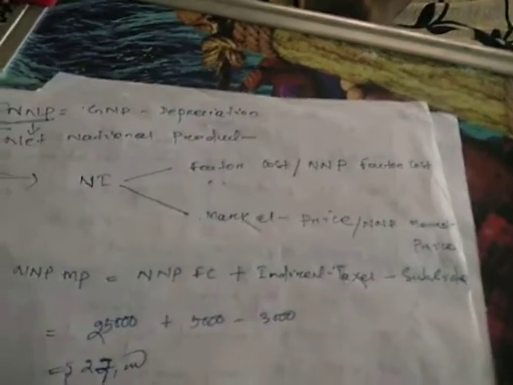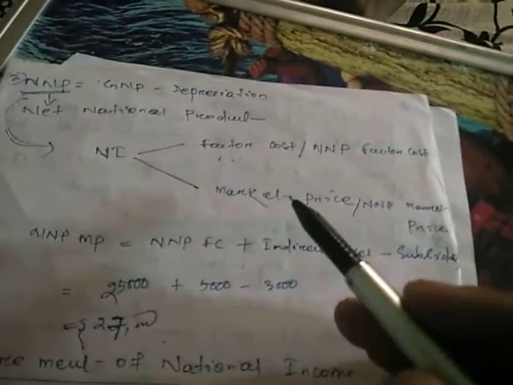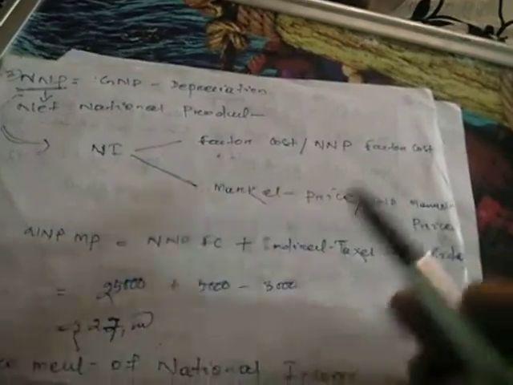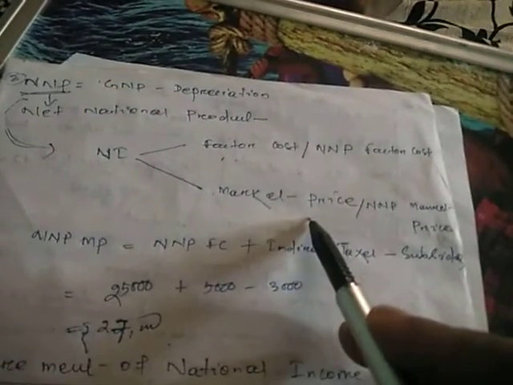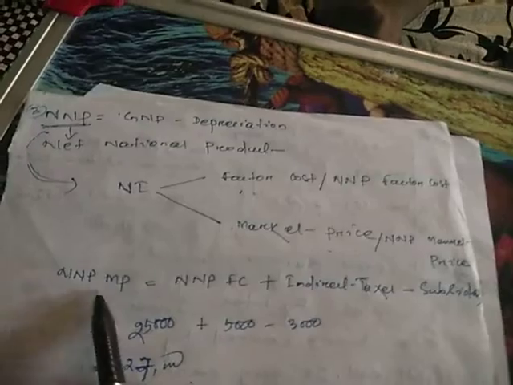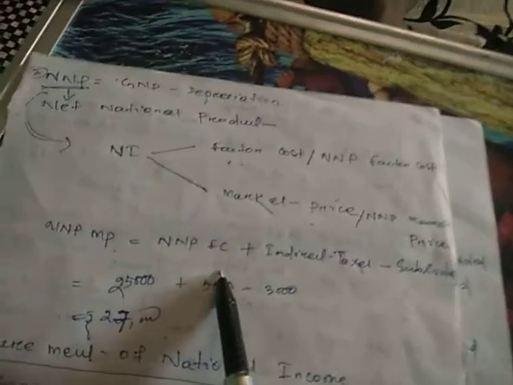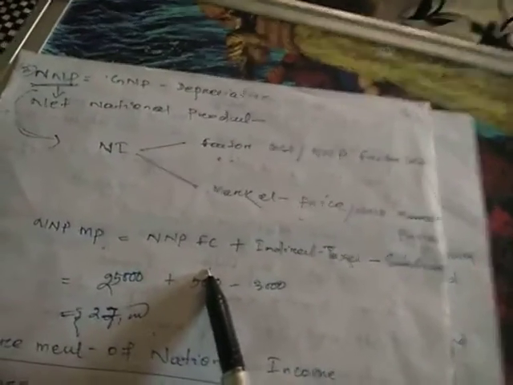So national income, our concept is what? National income depends upon two things. What? Factor cost, that is known as NNP factor cost, net national product factor cost. Another is your market price, or ultimately we say NNP market price. So how to find out NNP MP, net national product market price? How to find out? Because market price in the sense what? Net national product factor cost, in the sense factor cost, that is ultimately to say.